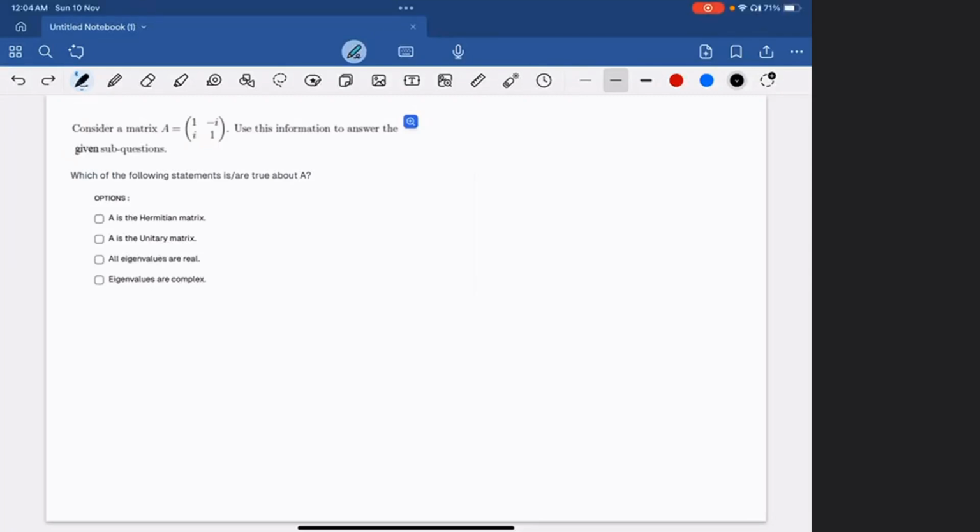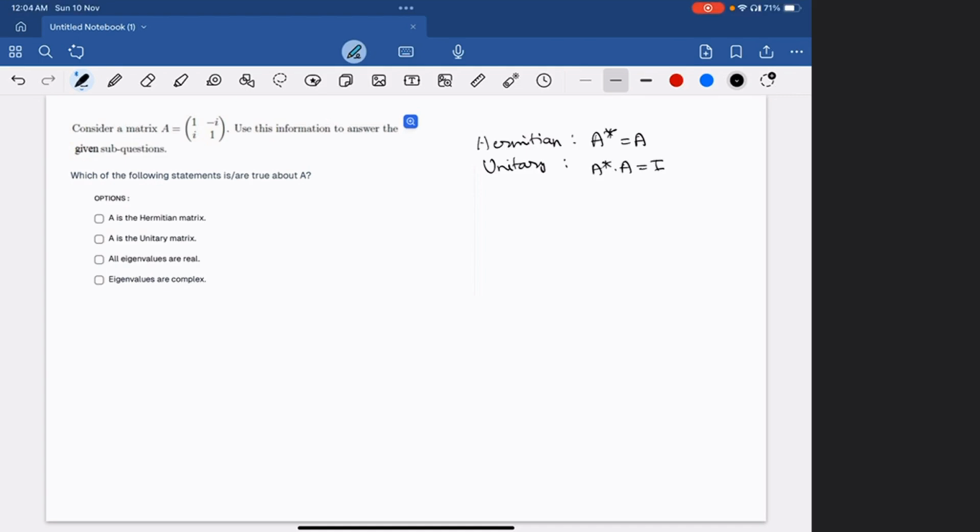Alright, so here we have a matrix and we have to check if it's Hermitian or unitary, right? So let's recall what Hermitian means. We say that a matrix is Hermitian if the transpose conjugate of a matrix is equal to the matrix itself. And we say that a matrix is unitary if A star times A is equal to the identity.